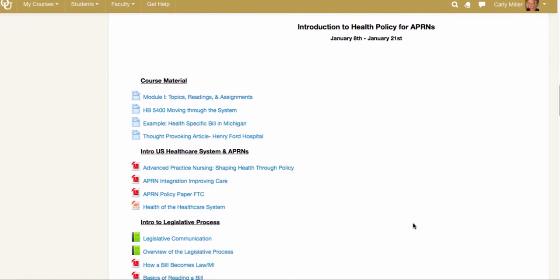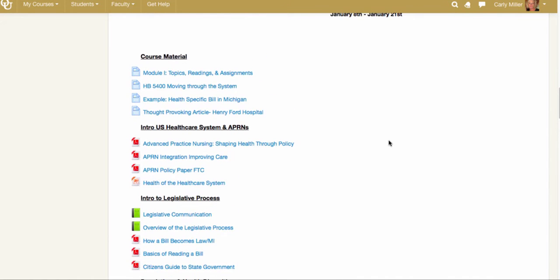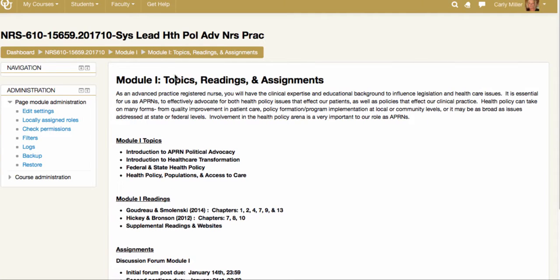Same thing with all these files that I have up. I don't expect you to sit there and study these and read them for hours. A lot of them are meant for resources. Some of these are just PDF files that are different publications. And if you look up here, for the course material, I will typically always put Module 1, your readings, assignments. Let me click on that.